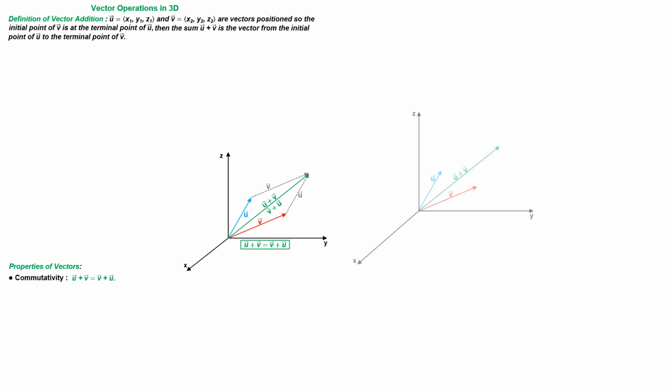Sums of vectors are easily expressed in terms of components. Vector addition can be performed simply by adding the corresponding components of the vectors.